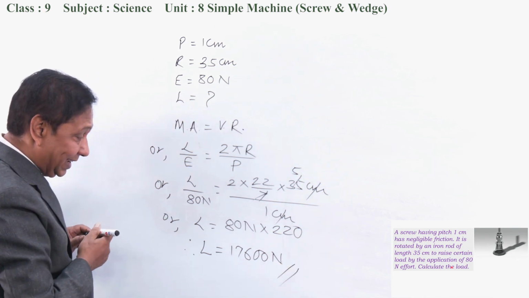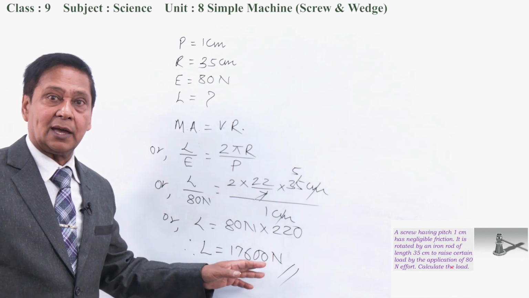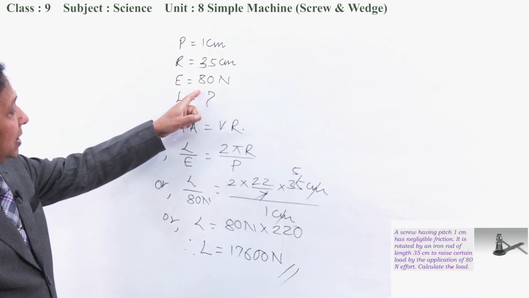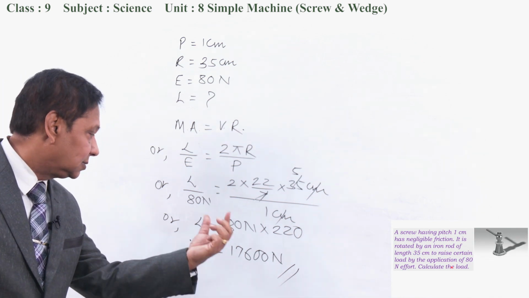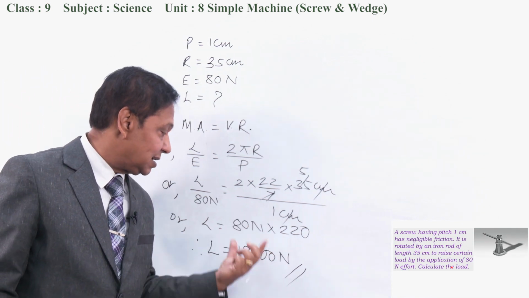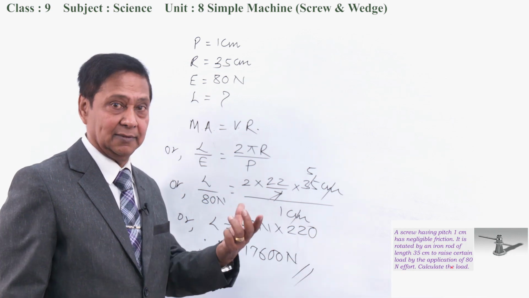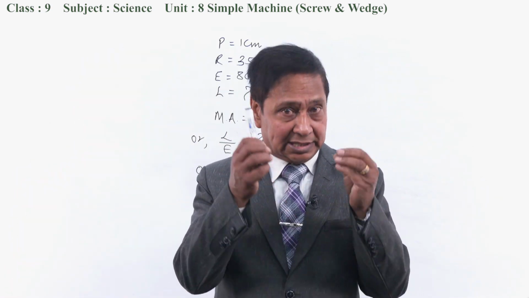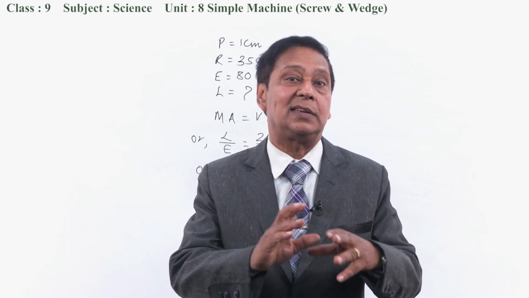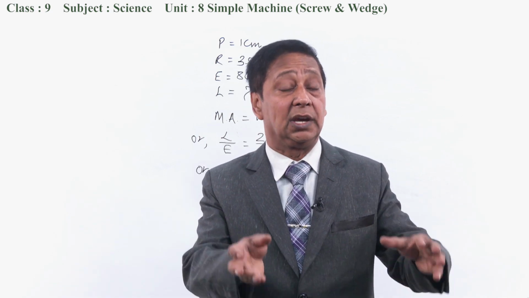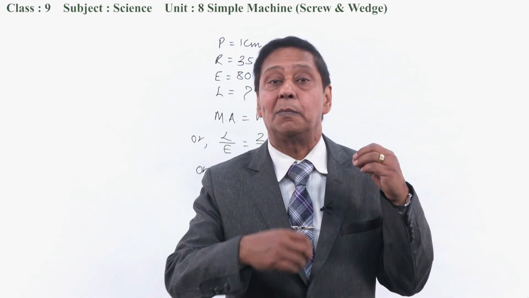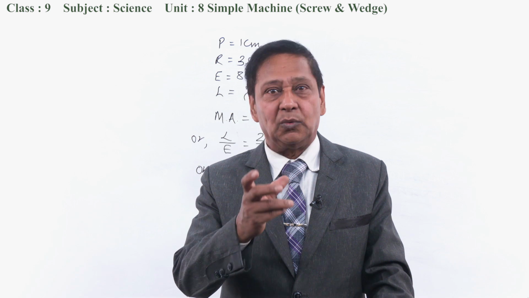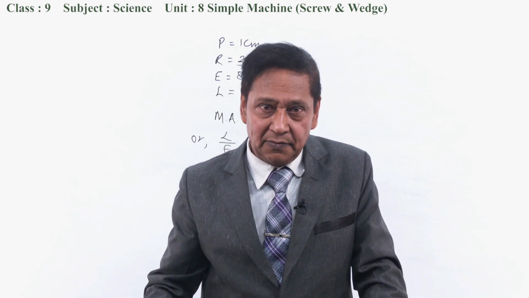The load is 17,600 Newton. Now look at this, only 80 Newton effort was applied, but it is magnified to a very huge value, 17,600 Newton. That's why we can conclude that the screw is one of the simple machines whose magnification is very high in comparison with any other simple machine. Its magnification is very high. Okay, now we finished screw also.